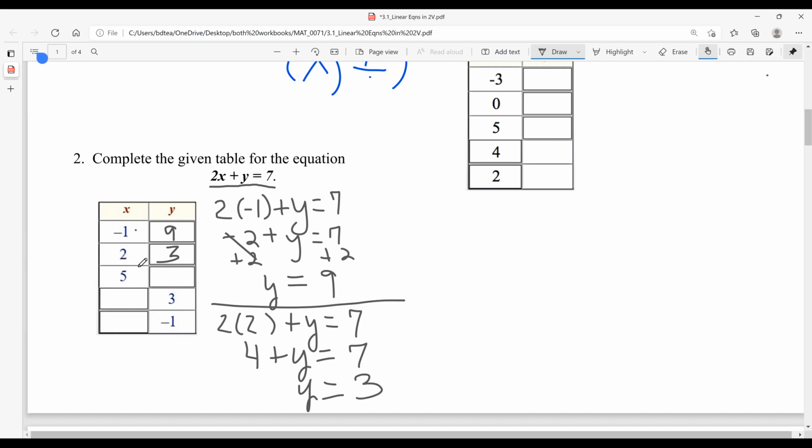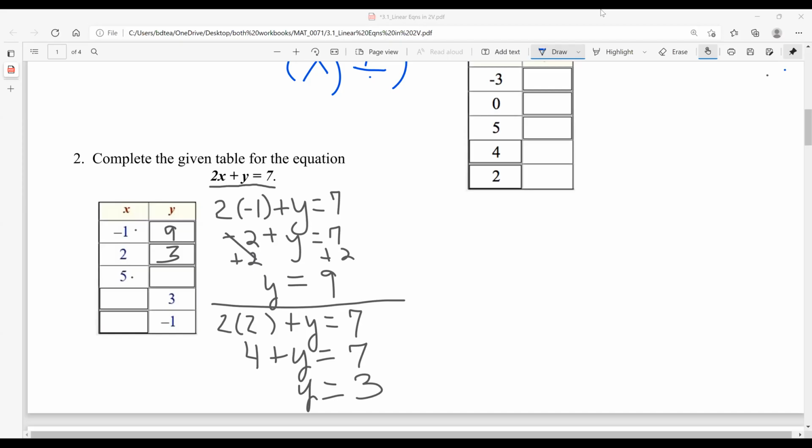Again, they give us 5 for x. I'm just going to change color for contrast here. Again, keeping the same equation, 2x plus y equals 7. This time, excuse me, x is 5. So we're substituting here.